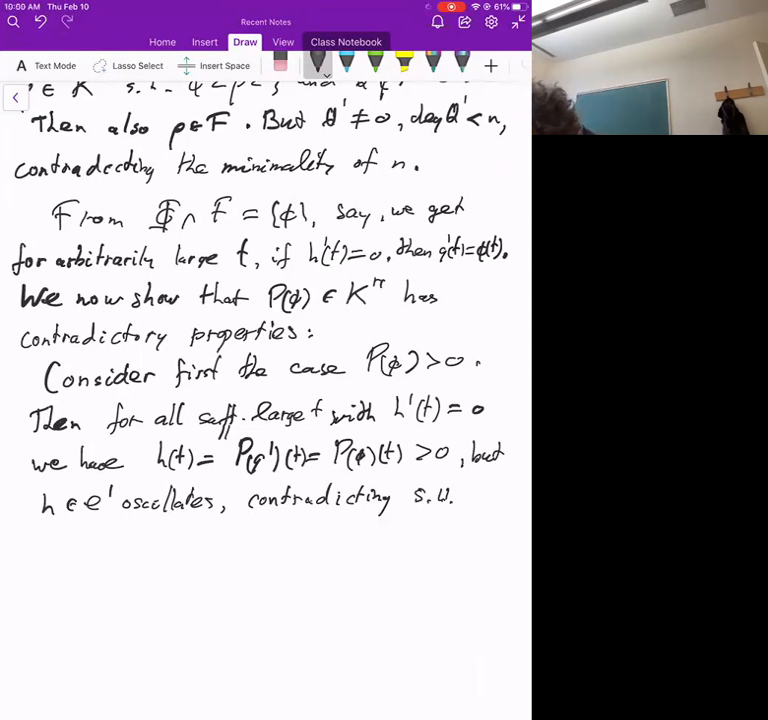Okay, and the case p phi negative gives a similar contradiction.